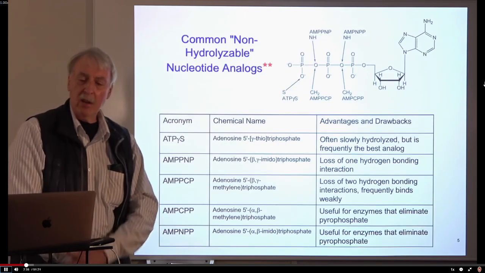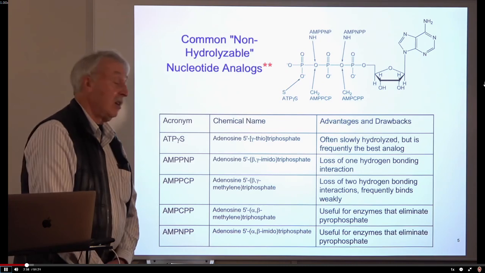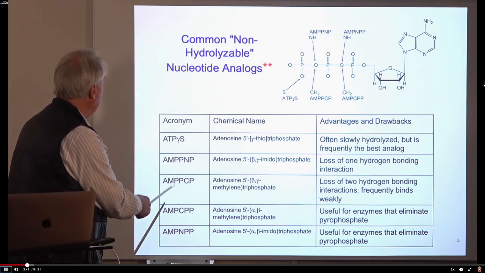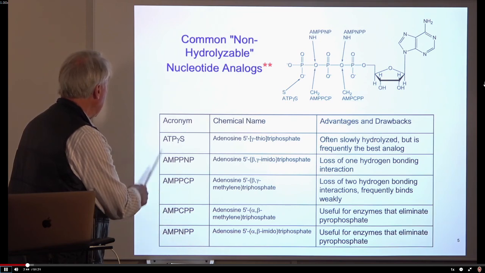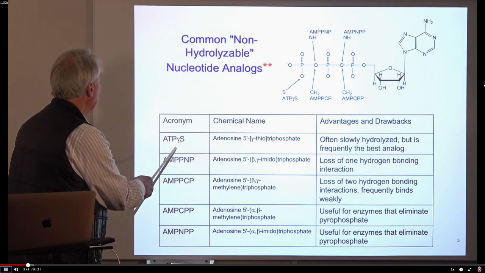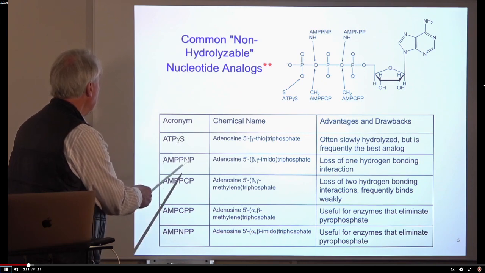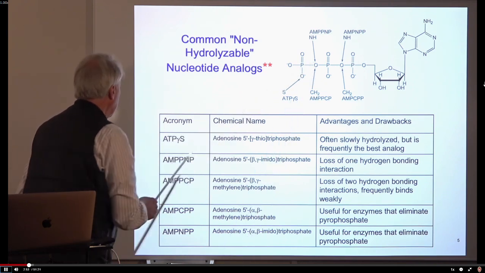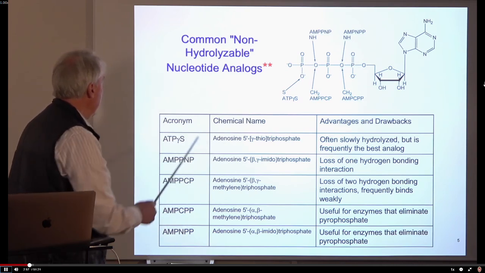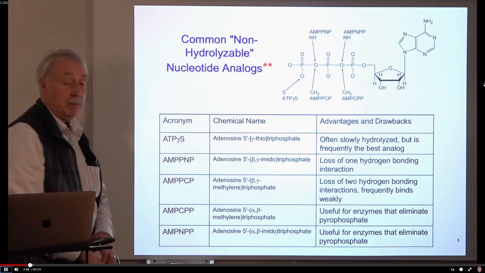The common non-hydrolyzable analogs that you will encounter in your studies are ATP gamma S, AMP-PNP, and AMP-PCP. These are the acronyms for the replacement of either a terminal oxygen with a sulfur, or a bridging oxygen with a nitrogen or a carbon, an NH group or CH2 group. The best of these analogs is ATP gamma S.